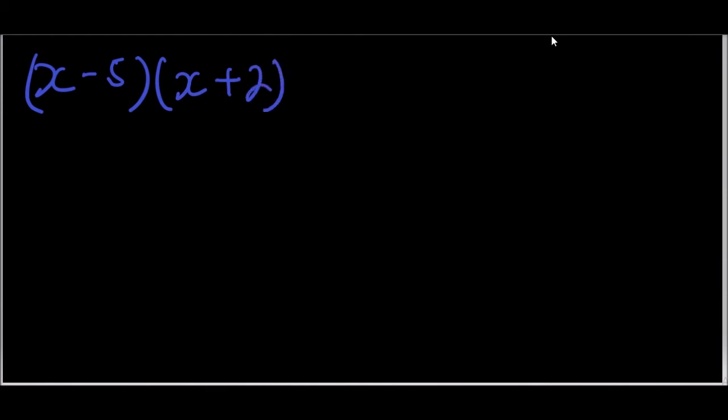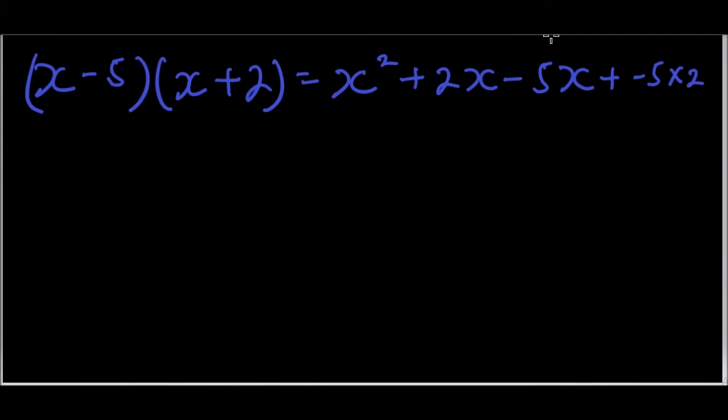Let us now expand the expression x minus 5 and x plus 2. How do we expand this? We follow the same procedure. x multiplied by x gives us x squared. x multiplied by 2 gives us plus 2x. Minus 5 times x gives us minus 5x, and minus 5 multiplied by 2. So we note that here we have minus 5 and 2.